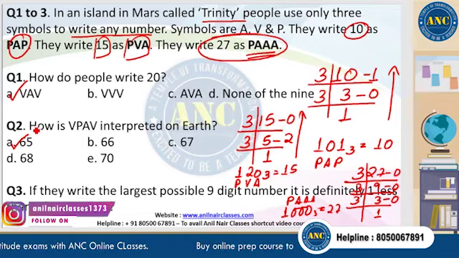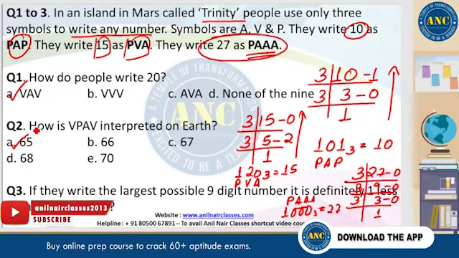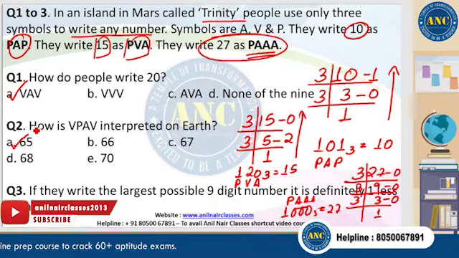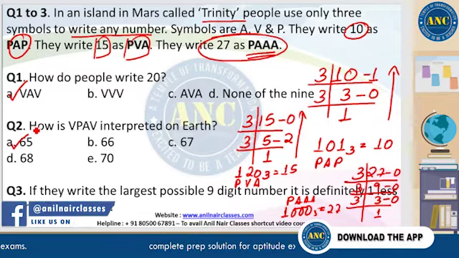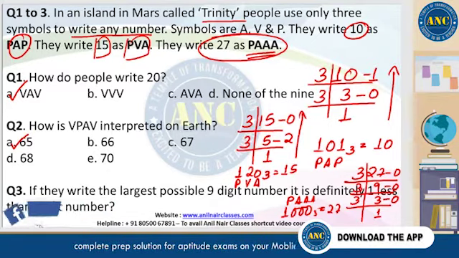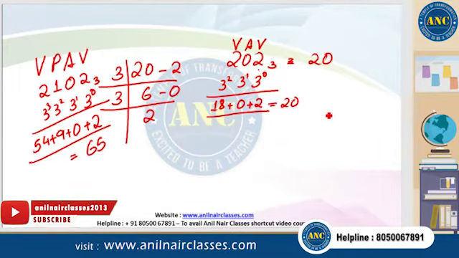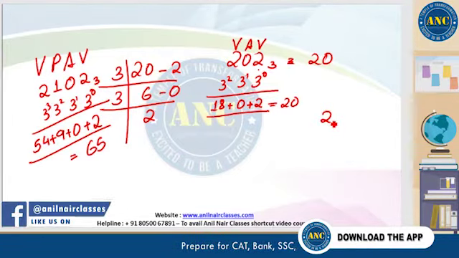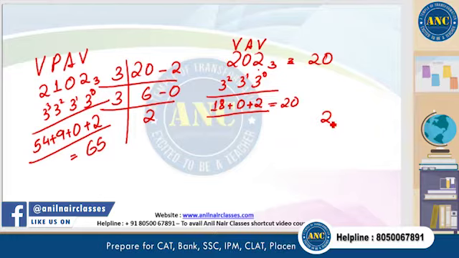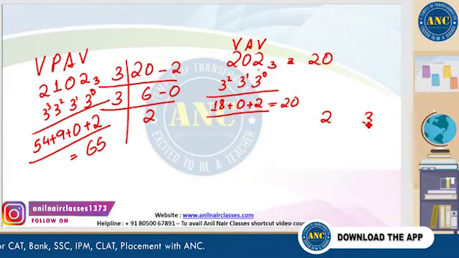Okay, let's look at question 3. If they write the largest possible 9-digit number, it is definitely 1 less than what number? Let's look. What is the largest possible single-digit number in the system? That would be 2, right? Now this would be 1 less than 3, of course.